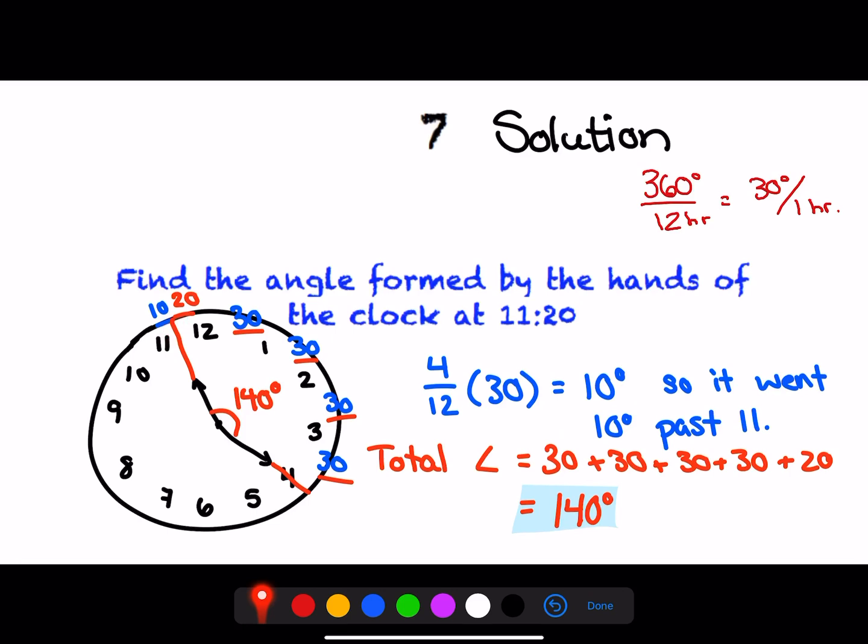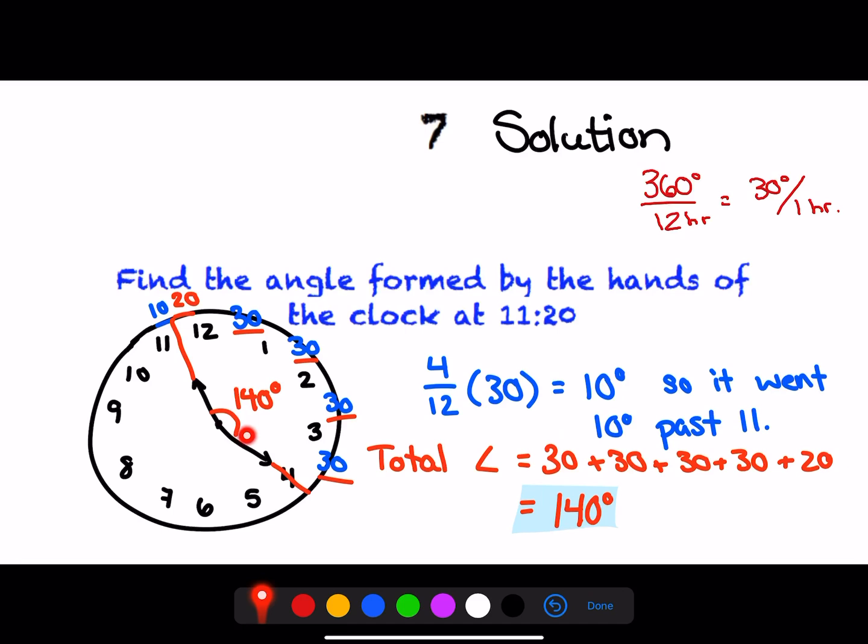So therefore, I still need 20 degrees to get to 12. And that 20 degrees is what's included in this angle that we're looking for. So therefore, we have 30, 60, 90, 120, 140 degrees as our final answer for the angle formed at 11:20.